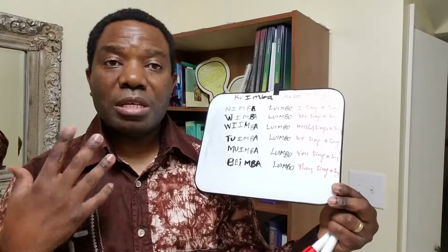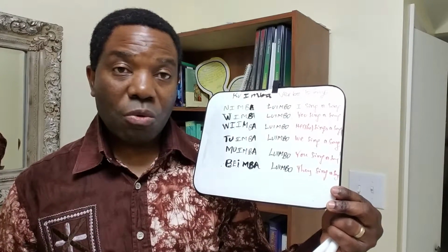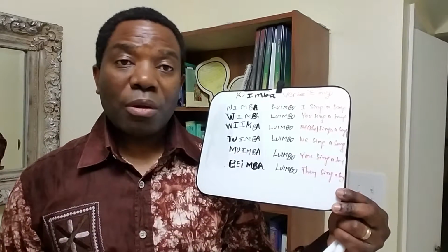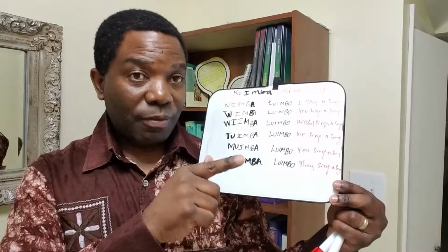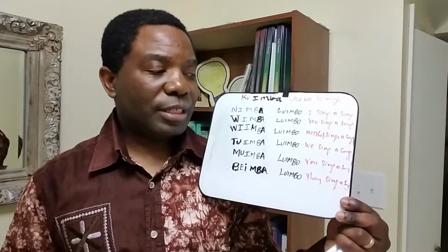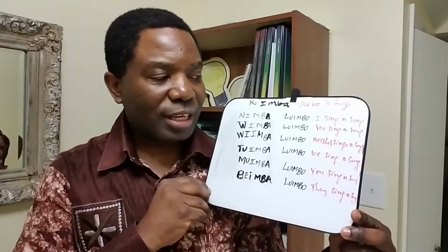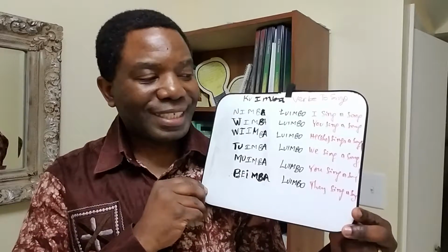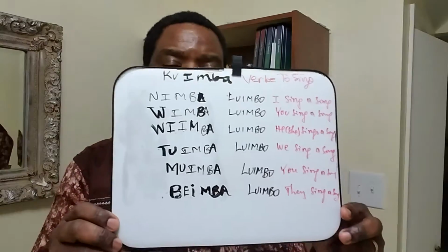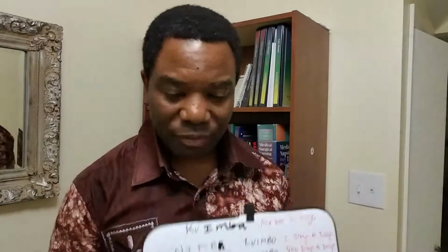So, nyimba luimbo, wimba luimbo, wimba luimbo, twimba luimbo, mwimba luimbo, bemba luimbo. This is what I prepared for you today, which is I sing a song, you sing a song, he sings a song, we sing a song, you sing a song, they sing a song. That's about it for this verb. We have another verb, we still have more time.